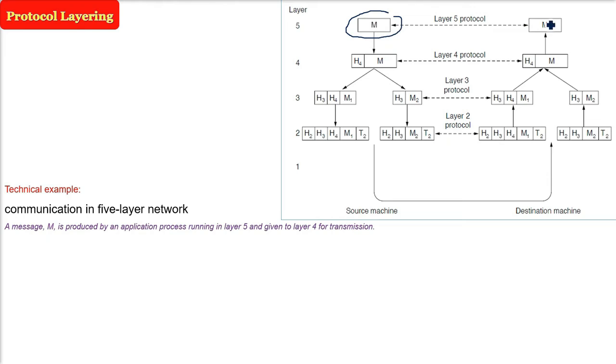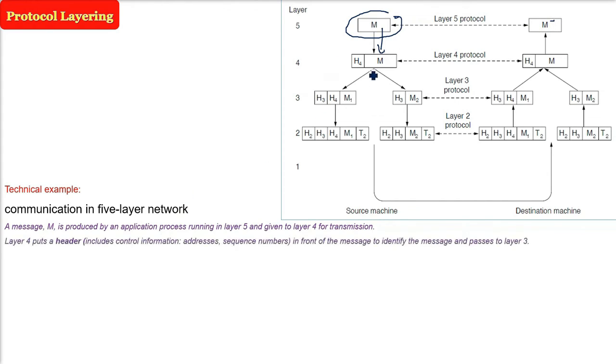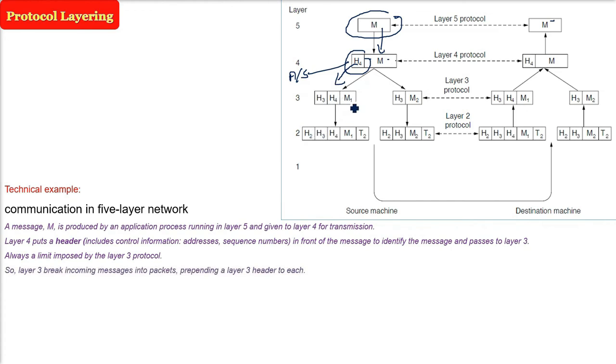Now at layer 4, the layer will add a header, say H4. It will contain the addresses where it has to go, the sequence number if the packets are divided, all these. Okay. Now this will be sent to layer 3. Because there may be a limitation on layer 3, that this is not the size, this is the shorter size you can send, layer 3 will divide this message M into M1 and M2, and it will add its own header, H3.